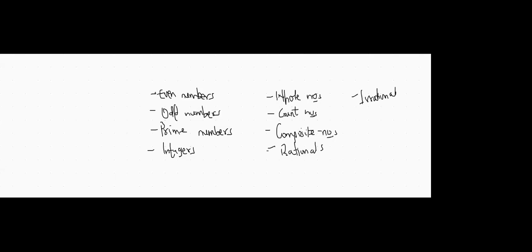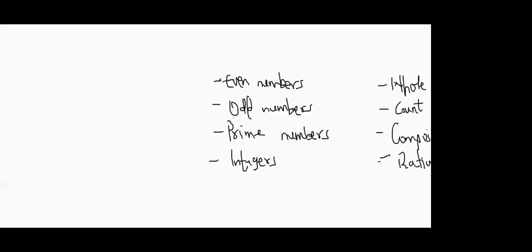So, first of all, even numbers. What are even numbers? They are numbers that can be divided by 2 without a remainder. Who just spoke? Is that Paul or Joseph? Joseph.